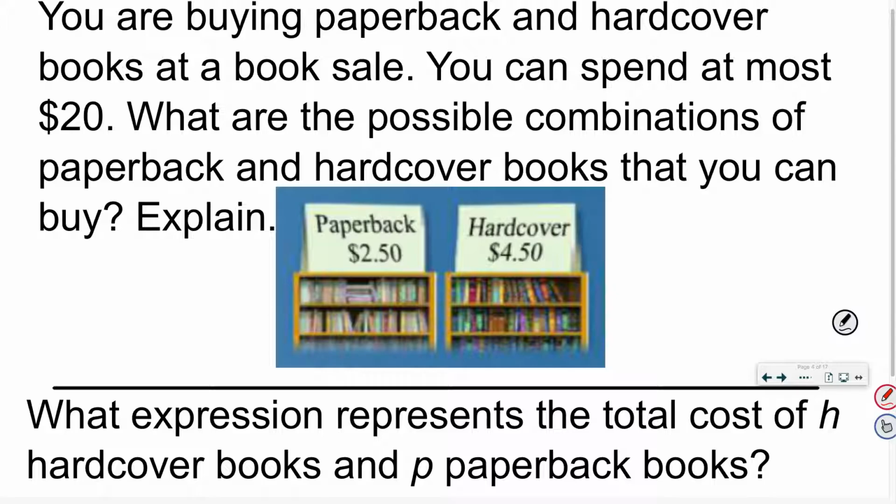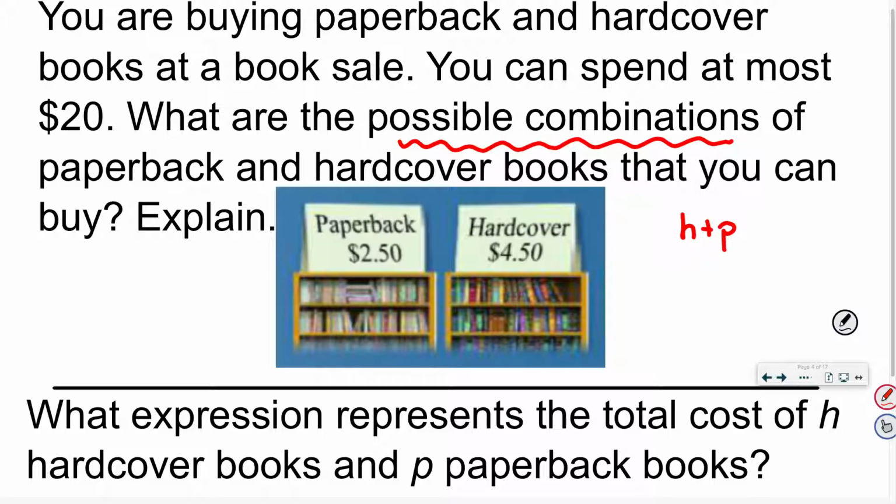So x is less than or equal to 20. So we're talking specifically about hardcover books being H and paperback books being P, because we're trying to figure out how many of each. Here we're looking for the possible combinations. So your total amount spent needs to be less than or equal to 20, but we're not trying to find the total amount spent. We're trying to find how many hardcover and how many paperback. H plus P.